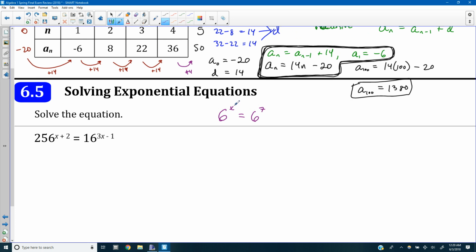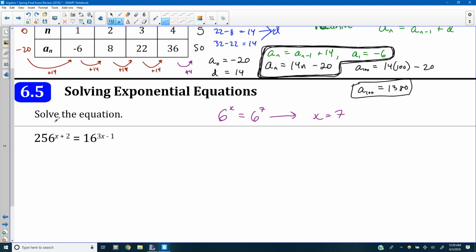Well, the end result is that x is going to have to be 7, because 6 to some power equals 6 to the 7th. The only way these are equal is if this x is 7. I don't know how much to say other than that. That has to be true. You can almost ignore the bases. And that's the point. As long as the bases are equal to each other, you can ignore them.